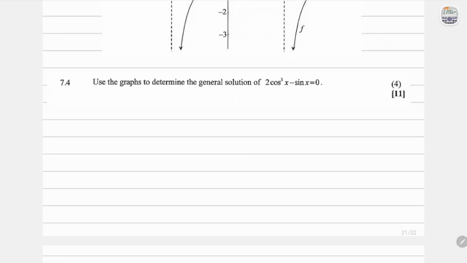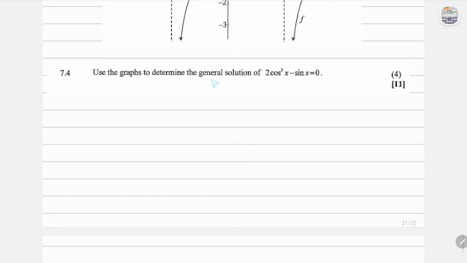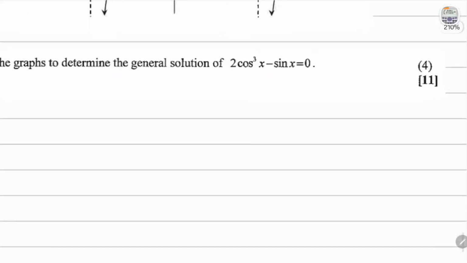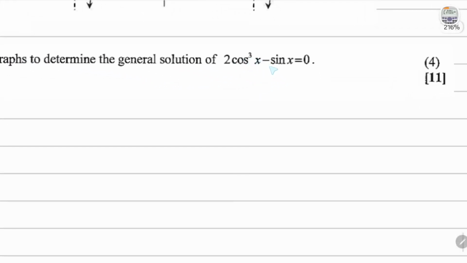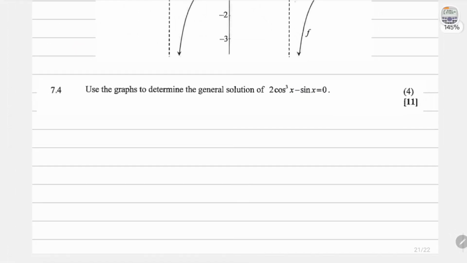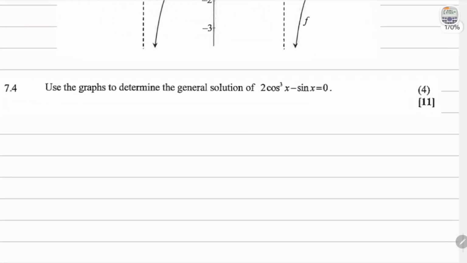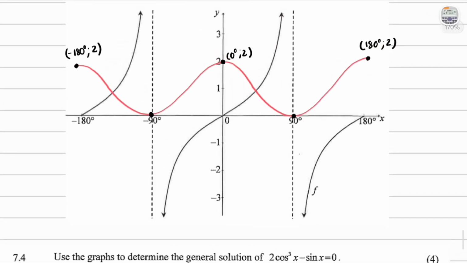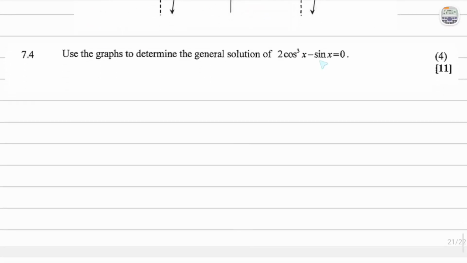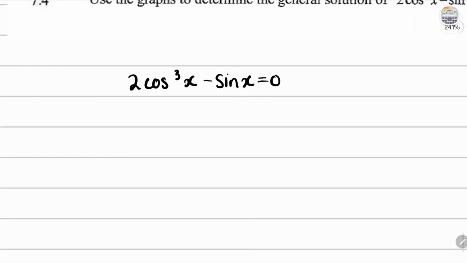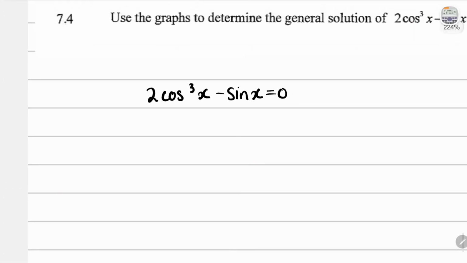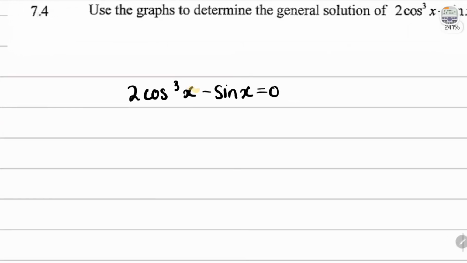Okay, question 7.4 says, use the graphs to determine the general solution for this: 2 cos cubed x minus... okay, so they want you to use the graphs. So it means that this will simplify to the equation of the graphs. So let's go ahead and rewrite this first. And now that we have this down, what can we do here? Well, we are at an advantage because do you see that the angle that we have is x? It's not like x and 2x, and so we can't really do much with that.